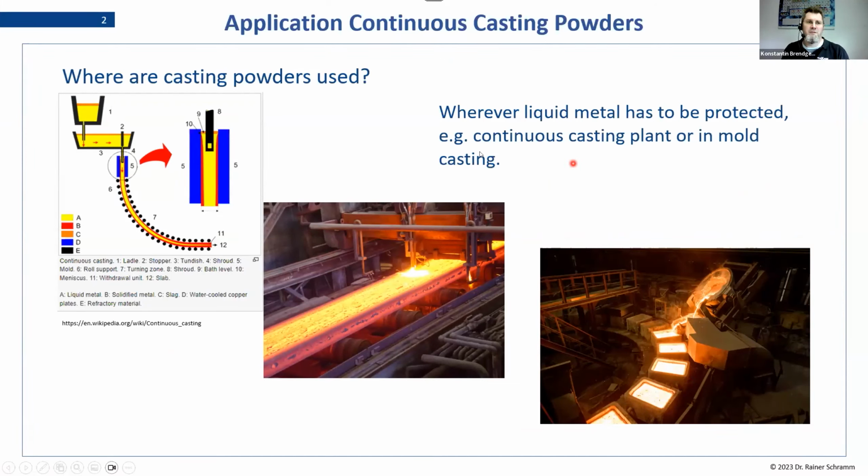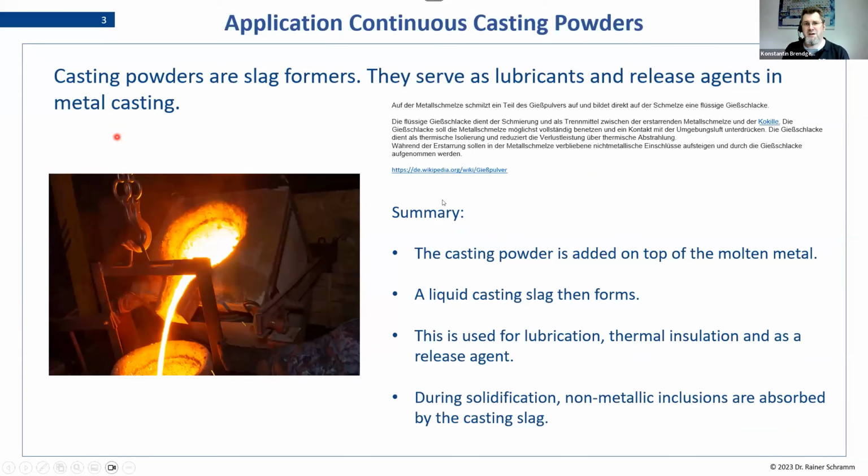Wherever you have this, be it on the top of a pan with a liquid metal, or in a continuous casting plant where you make metal sheets, or if you are casting in some sort of dish, there is always a powder used to protect the metal. So when you have liquid metal and you want to protect it, that's where you use casting powders or continuous casting powders. And there is a very nice definition on the German Wikipedia.